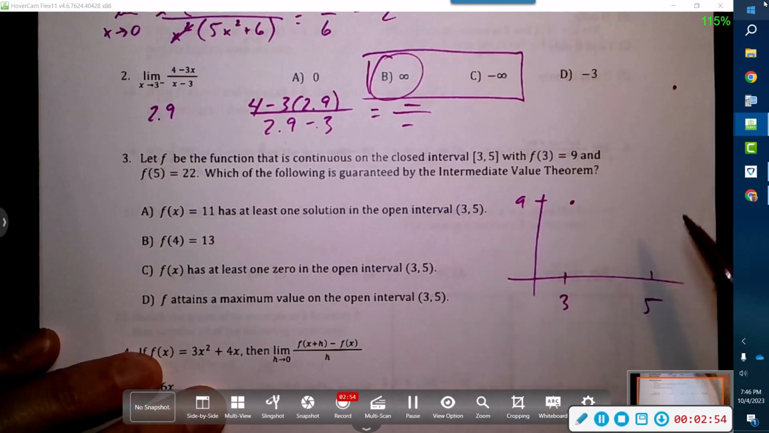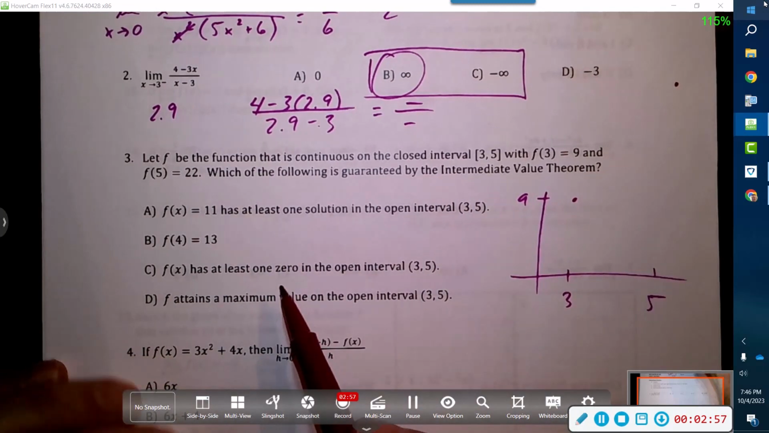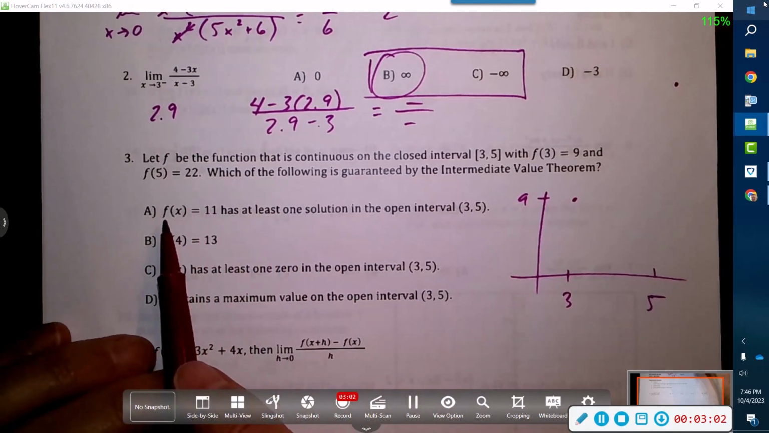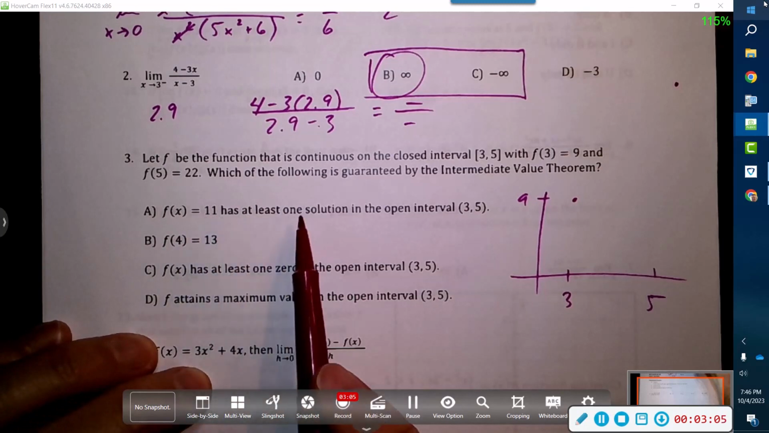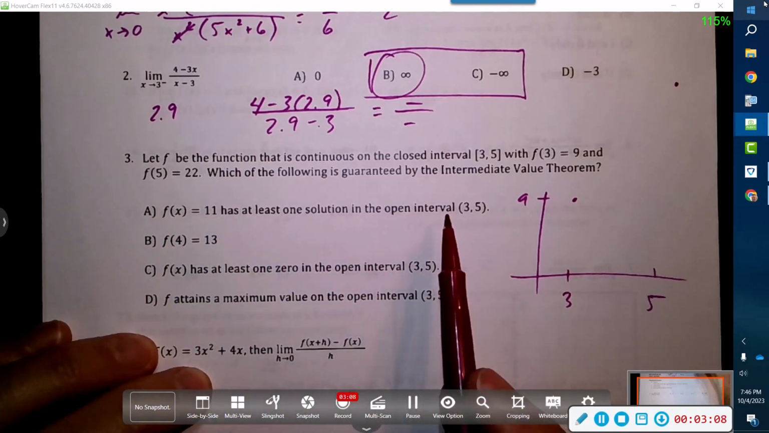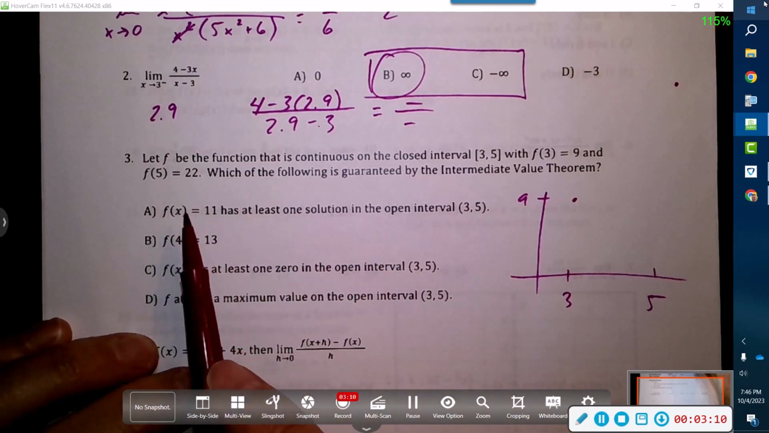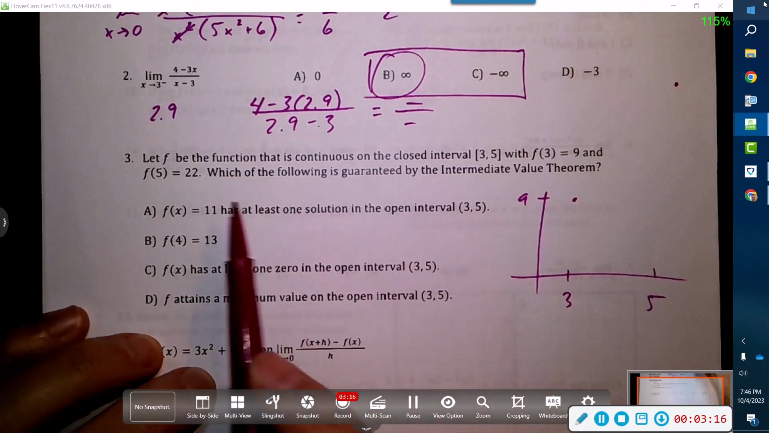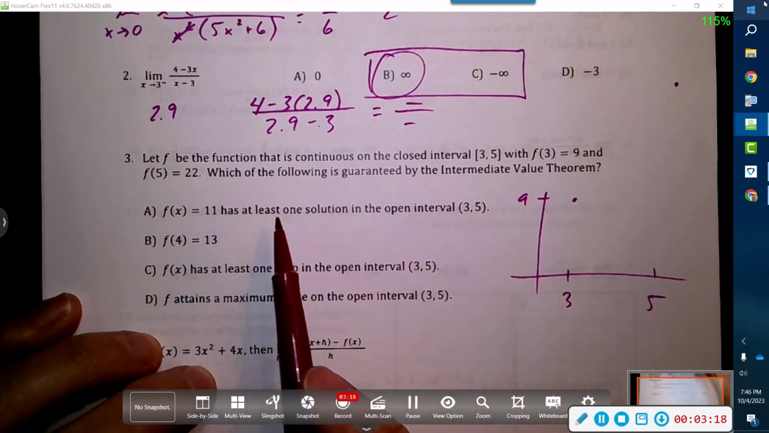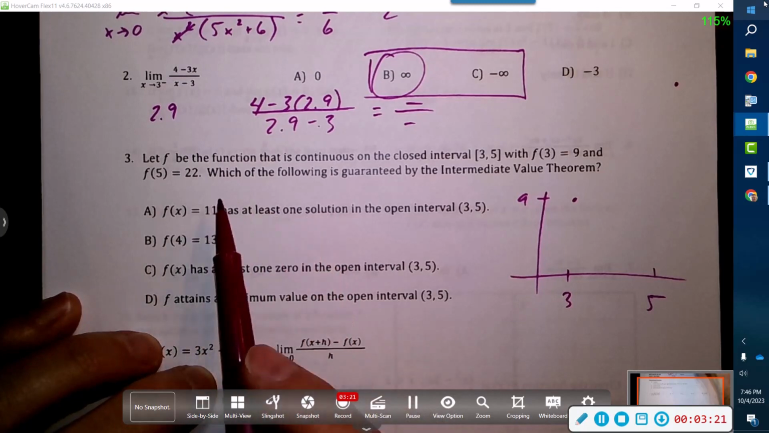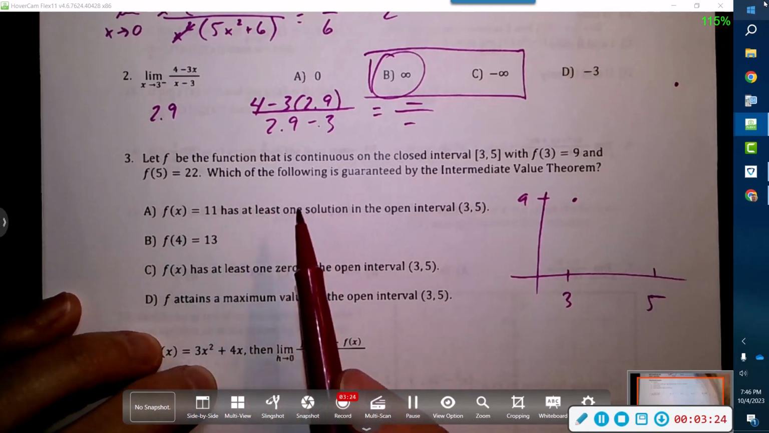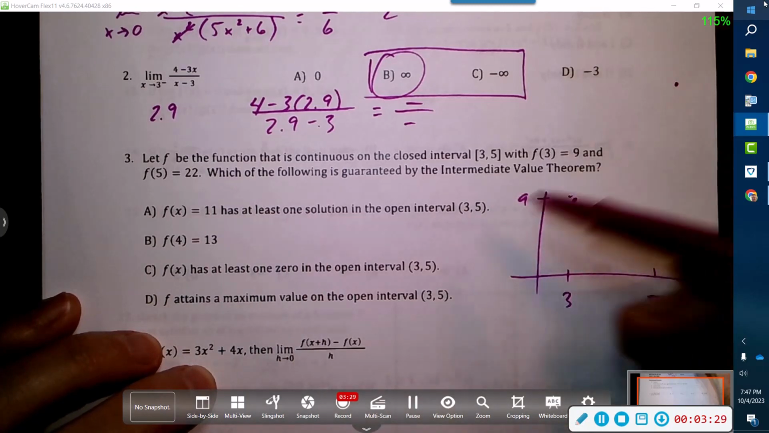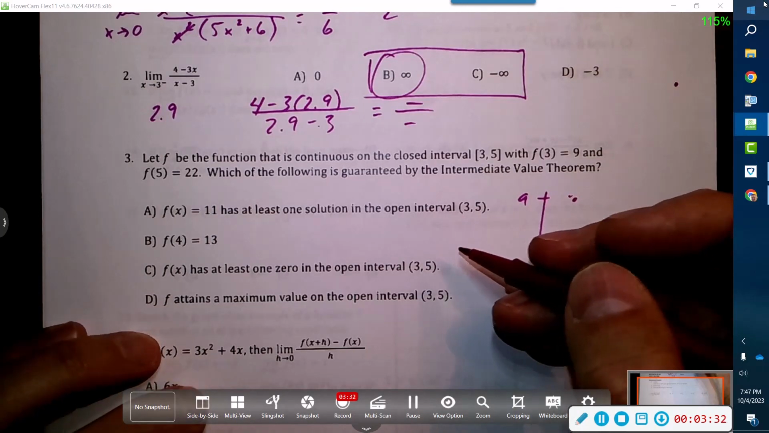Now, I don't know about you, but I find this sketch very helpful, especially when I have to comb through possibilities here. Okay, f of x equals 11 has at least one solution in the open interval. Now, the reason why, when we say one solution, does it actually equal 11 at some point? And we can see that between 9 and 22, it's definitely going to pass through 11. So that actually is a go. So this is a yes.